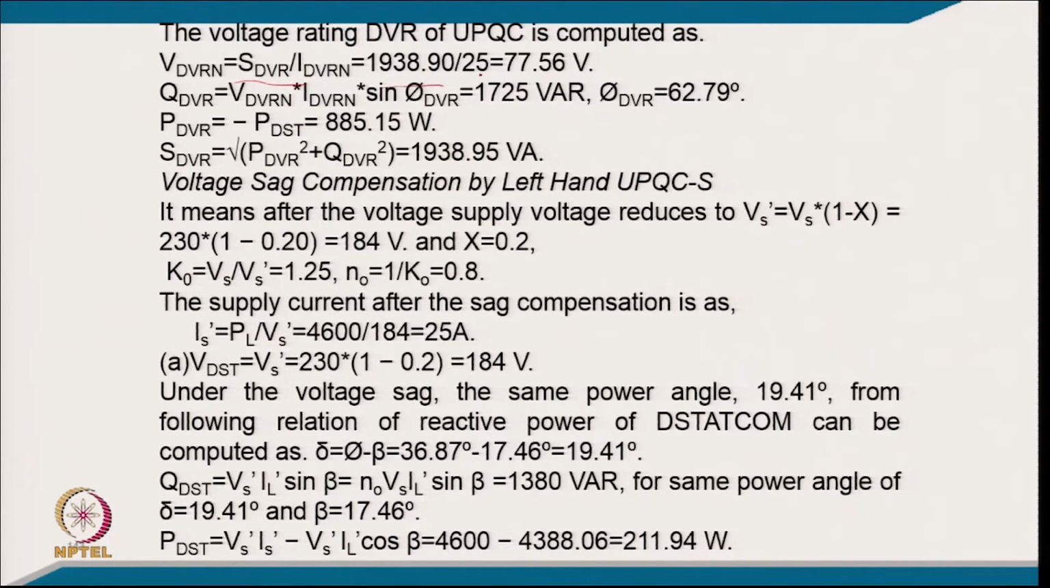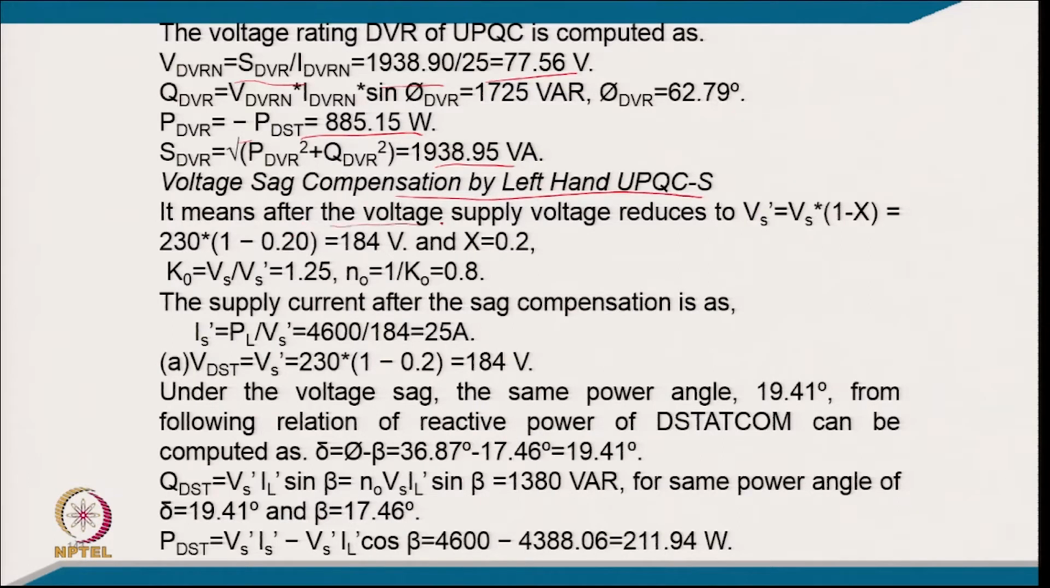So, the V rating divided by current is 77.56 volt, and Q dVr will be equal to, from this relation, 1725 VAR with the angle of 62.79, and P, from which you can calculate the power, is the same. So, 885.15, and S dVr will be the square root of P squared plus Q squared. So, it becomes 1938.95, and voltage sag compensation by left hand UPQC.